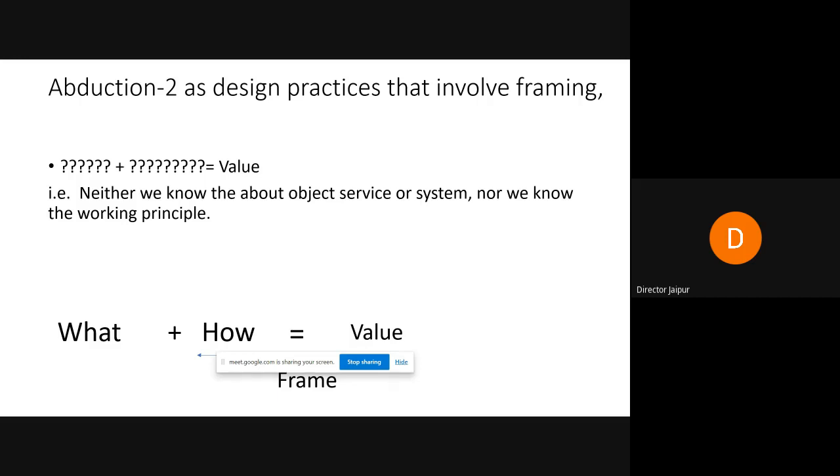We do not know the service. We do not know the methodology. We know the value. So here you are seeing how equals value is a frame. Here we have to concentrate mostly, because that is the crux of design thinking.